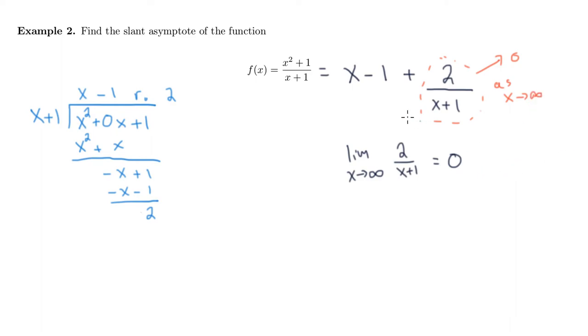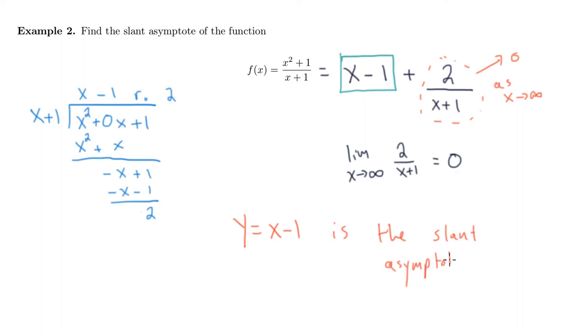So more or less, the function is starting to look more and more like x minus 1 far away from 0 when x is big. So what that means is that y equals x minus 1 is the slant asymptote. So that's how it goes.